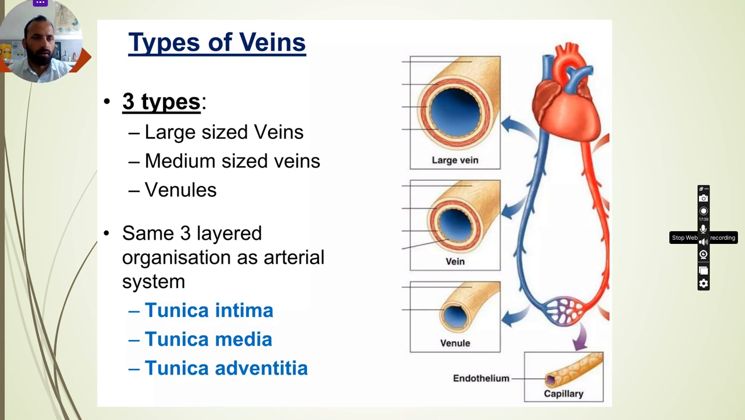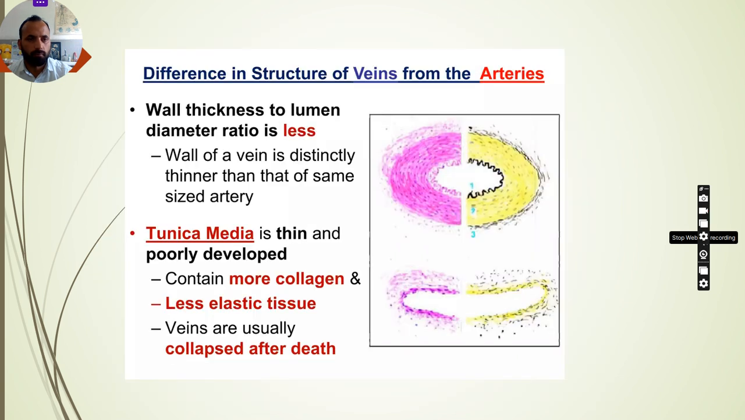Three types of veins you can find: large veins, medium-sized veins, and the venules. So layers will be the same as tunica intima, media, adventitia, like that of arteries. The difference will be regarding the presence, absence, and the thickness of the different things that are present in these three layers: intima, media, and adventitia. So one can find the difference in the tunica media, which is very thin or poorly developed in case of the vein. You can find this in the below diagram.